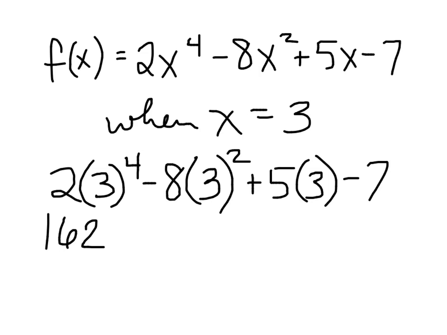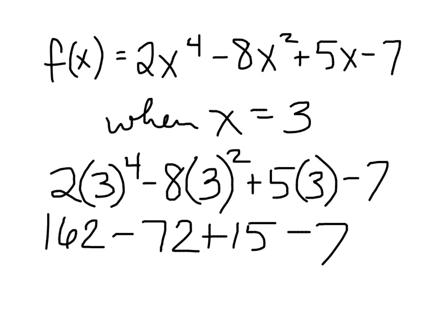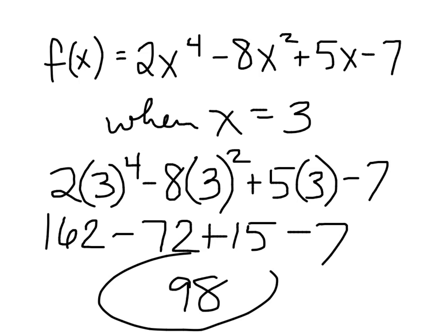3 squared is 9. 9 times negative 8 is negative 72. 5 times 3 is 15. Minus 7. 162 minus 72 is 90. 90 plus 15 is 105. 105 minus 7 is 98. That's what I got. Is that what you guys got? Pretty good. Okay.